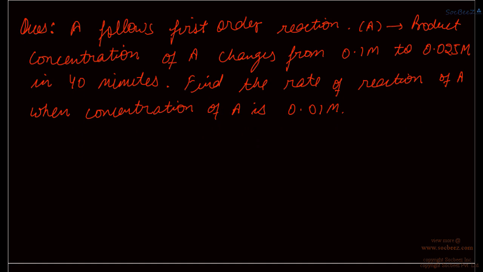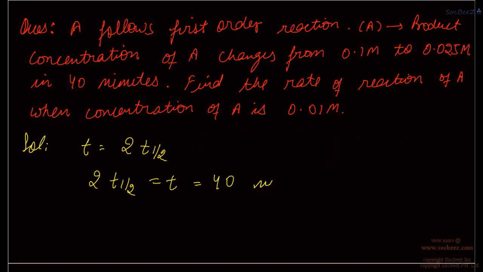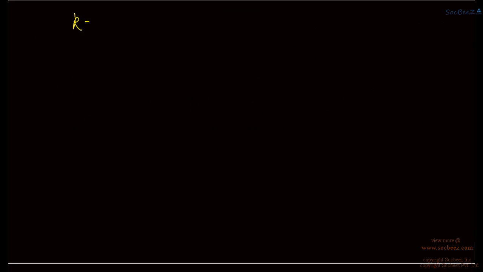So we can see that concentration of A at time t is 1/4 of its initial concentration, and hence we can say that when half-life is reached, and then a further half-life, it takes a total of two half-lives to get the concentration to 1/4 of the initial value. Therefore, time equals 2 into t half. Since 2 into t half equals 40 minutes, half life equals 20 minutes.